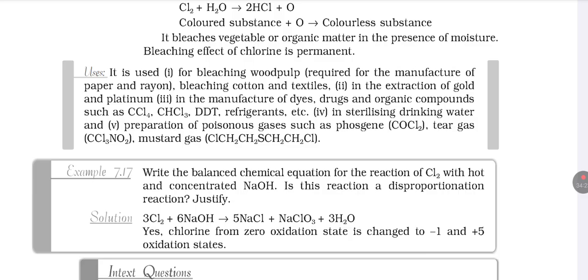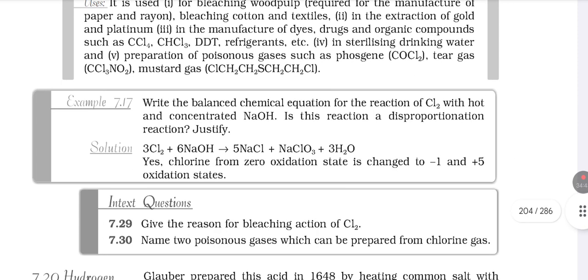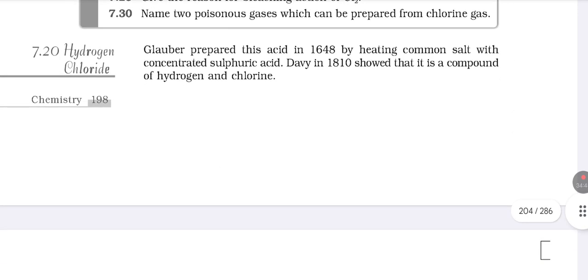Uses. It is used for bleaching wood pulp, bleaching cotton and textile, in extraction of gold and platinum, in manufacture of dyes, drugs, and organic compounds, in sterilizing drinking water, and in preparation of poisonous gases such as phosgene, tear gas, and mustard gas. Hydrogen chloride (HCl).